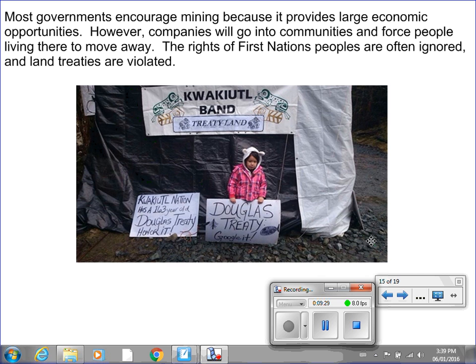As we can see in this image here, it is very unfortunate that this little girl has been left to hold up this sign, basically telling the mining company that this land does belong to a native band. There is a treaty that says so; Google it, so look it up. But what's really unfortunate is that the company that's mining is most likely not going to honor that treaty.